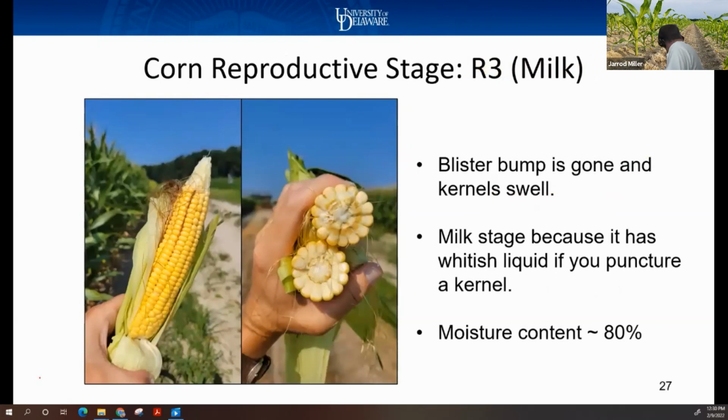What you're getting after this is these kernels are pollinated, and they're starting to fill. So the R3 stage is the milk stage, because as they're starting to fill out, you have more of a liquid inside here. If you puncture this corn, it's going to have a watery substance come out. It's going to be white in color, so they call it the milk stage. So your blister bump is gone. You have these kernels, but they're very soft. This is like eating sweet corn at this stage. You can eat field corn at this stage. So the blister bump is gone, and your kernels are going to swell. The milk stage is the whitish liquid, and your moisture content is about 80% at this stage.